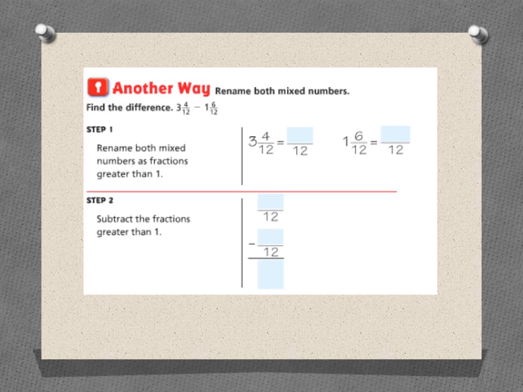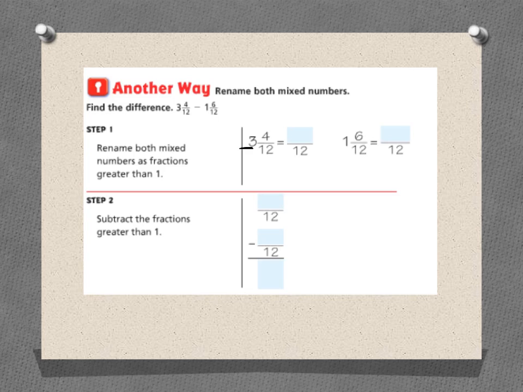And here's another way. And if your parents are watching this with you, they're probably saying right now, oh, I know another way. I bet it's this way. So what we're going to do this time is rename both mixed numbers to find the difference. So I have 3 and 4/12, and I want to subtract 1 and 6/12. And I can see right away that if I have 4/12, I can't take away 6/12. So I'm going to have to rename something. What I'm going to do is think about this 3 as 3 12/12. Got that? So 3 12/12.